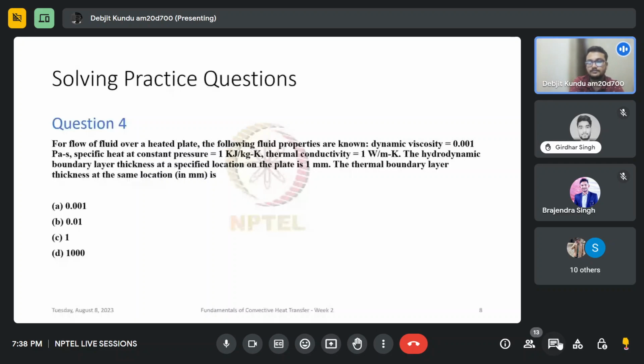Is it option A 0.001? Is it option B 0.01? Option C 1? Or is it option D 1000? So no need to hurry. Take your time and try to figure out the correct solution.